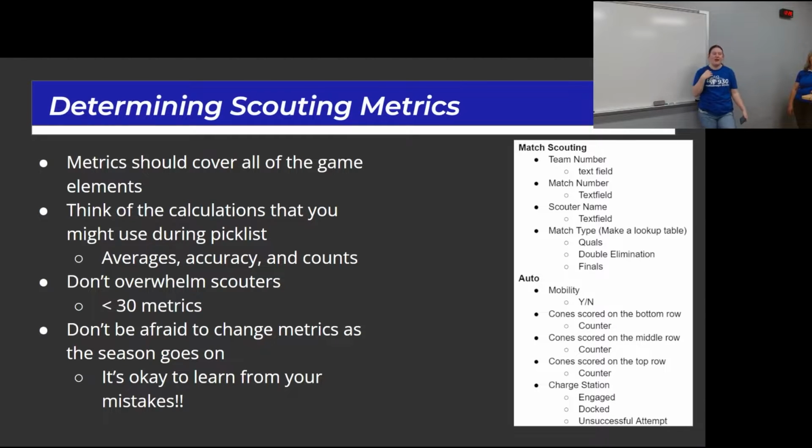For us, it's about 30 metrics that we want them to use. More than 30 is going to make your scouters overwhelmed and confused as they're going about their data and their scouting. It's going to be a lot simpler for everybody if you try to keep your metrics to a minimum, but obviously don't try to put a million metrics in there. And it's not going to look good.